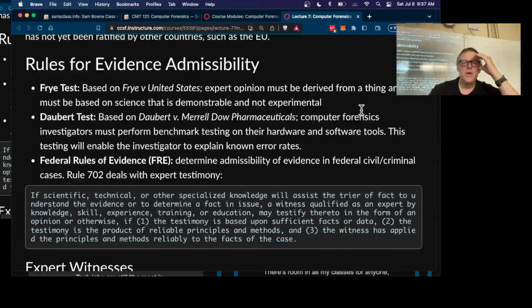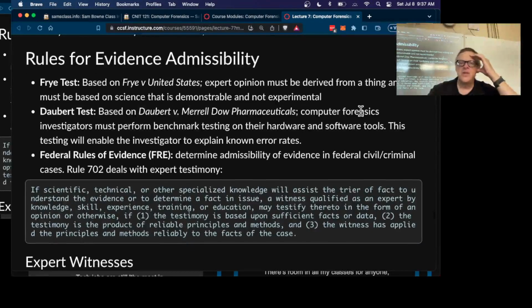Now, here's some stuff that's more interesting, relevant to computer forensics. The Frye test shows that expert opinion must be based on science that is demonstrable and not experimental. So things like astrology and lie detectors are not admissible in court. They are not considered to be based on science. And there's constant arguments about science.